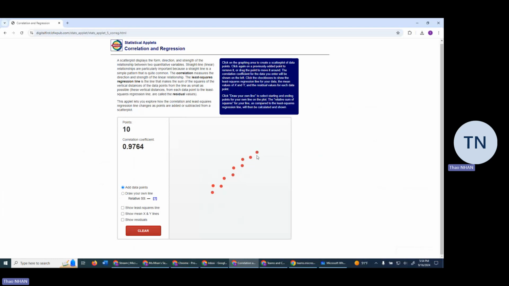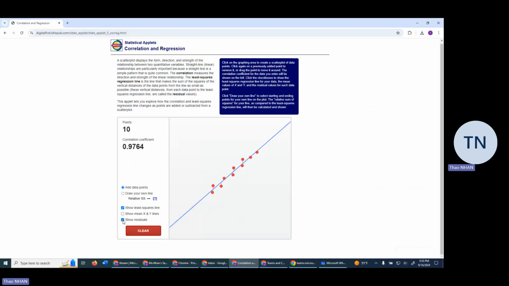So I have 10 of them. My correlation here is 0.9764. I'm going to go ahead and select show the least squares line, which is right here. This is the line that was created from all these points, right? Calculating from the distance from all these points to get the best fit line. Okay, since our points are almost already creating a line here.